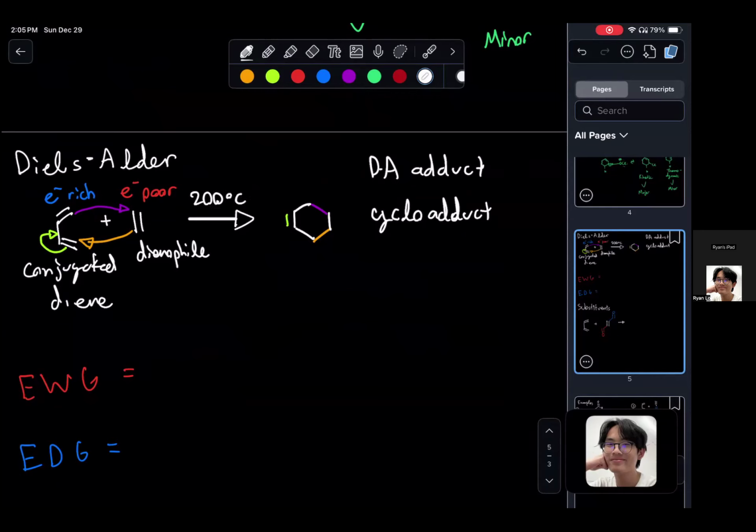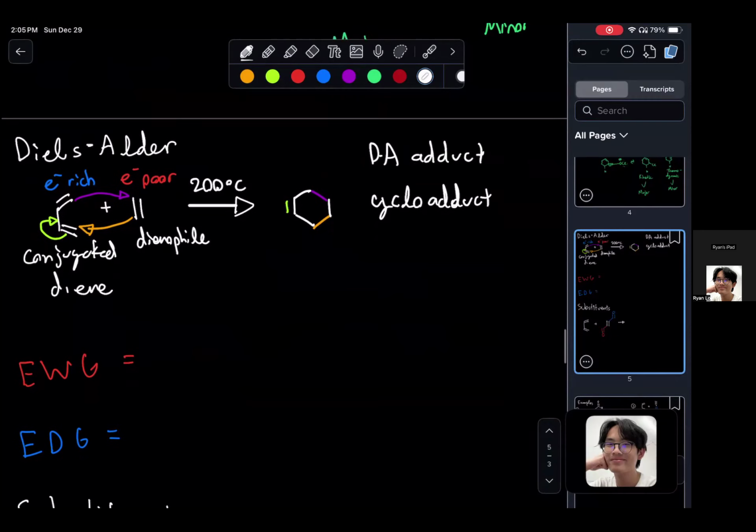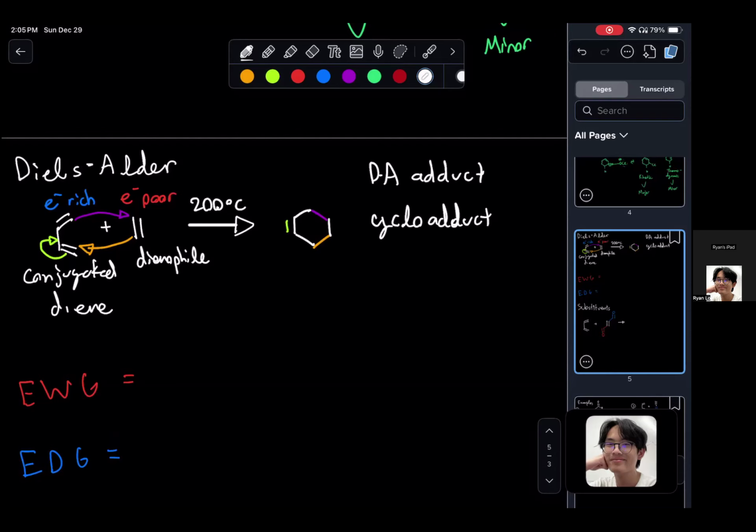Yikes, that is hot, right? And obviously, chemists are lazy. Why would we want to sit and wait a long time and basically cook our reactions at up to 200 C? Nobody wants to do that. So there's a couple ways you can make Diels-Alder reactions go a little faster. The first thing is with electron withdrawing groups and electron donating groups.